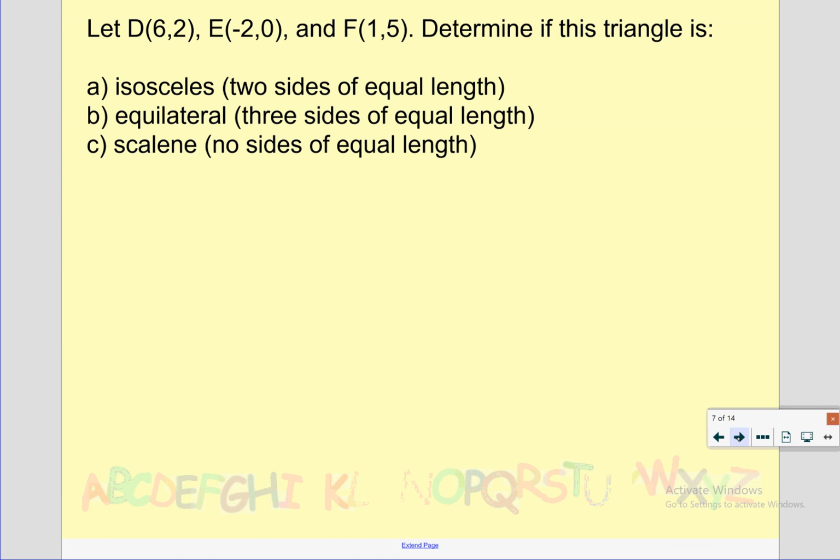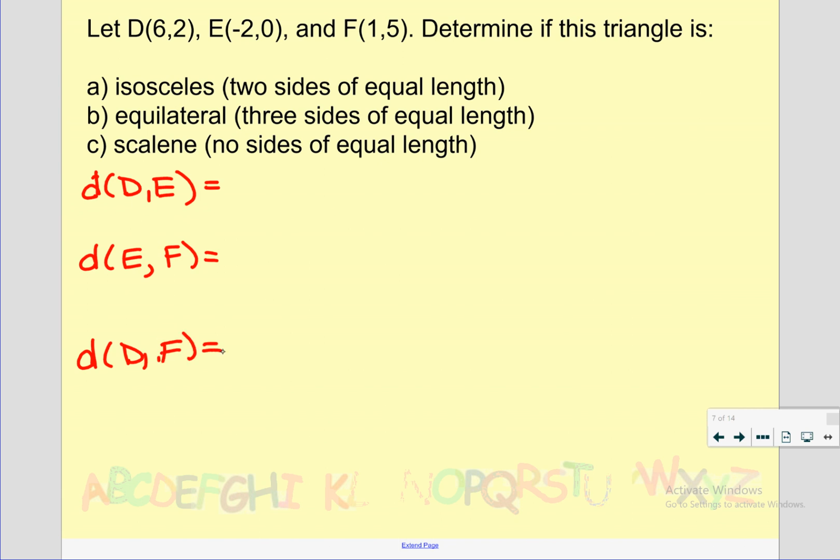The length of a side of a triangle, if you have points, is essentially just the distance between those 2 points. So if I want to know how long side DE is, I'm just going to do the distance between D and E. If I want to know how long side EF is, I'm going to do the distance between E and F, and also D and F. What am I missing? There we go. Okay, so distance formula 3 times, and then we're going to compare our answers.